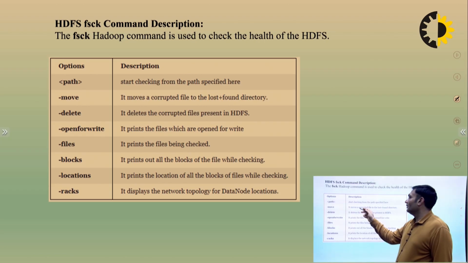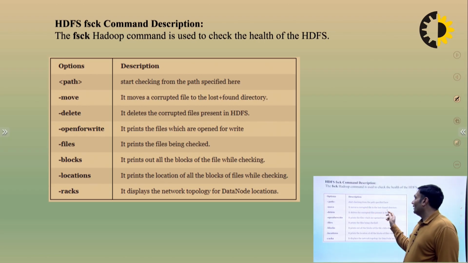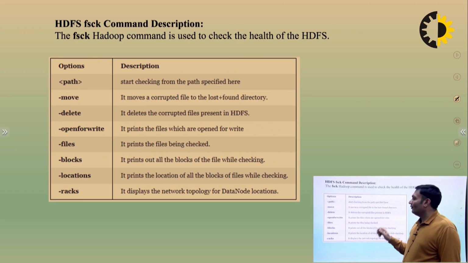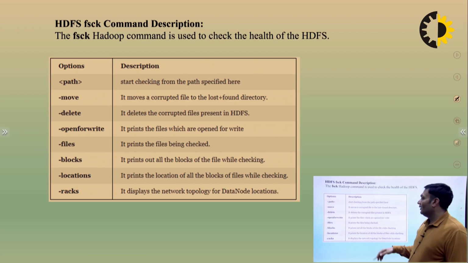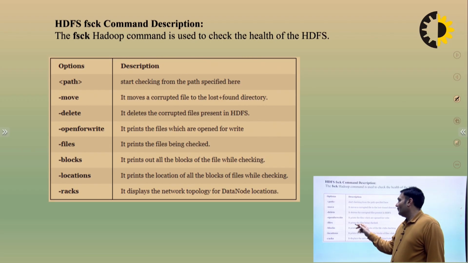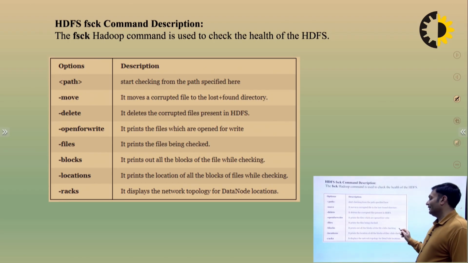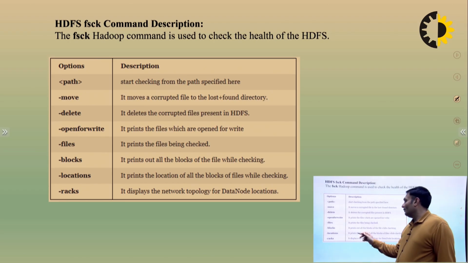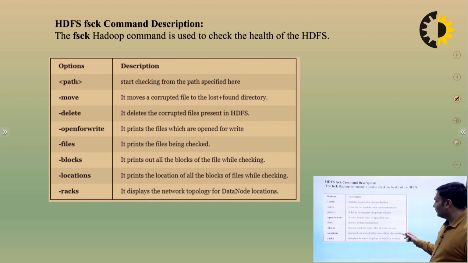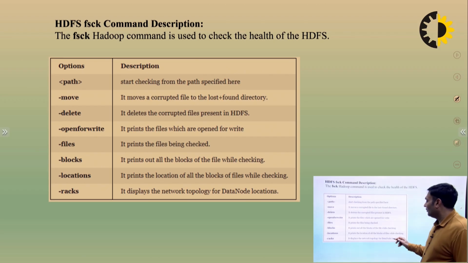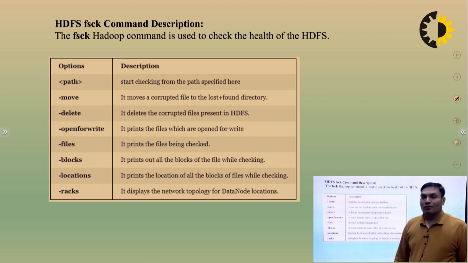Move will move the corrupted file to the lost and found directory. Delete will delete the corrupted file. openforwrite will print the file which is open for write. Files will print the file that is being checked. Blocks will print out the blocks of the file while checking. Locations will print the location of all the blocks of the file while checking. And racks will display the network topology for the data node locations.